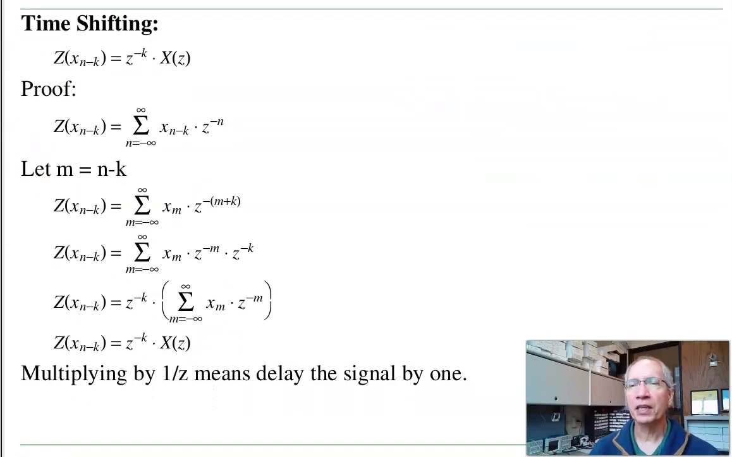Time shift. If I delay something by k samples, that's the same as multiplying by z to the minus k. And I can check that. The z-transform of x of n minus k is, by definition, the sum of x of n minus k times z to the minus n. Do a change in variable. Let m be n minus k, so that's x of m. N becomes m plus k.